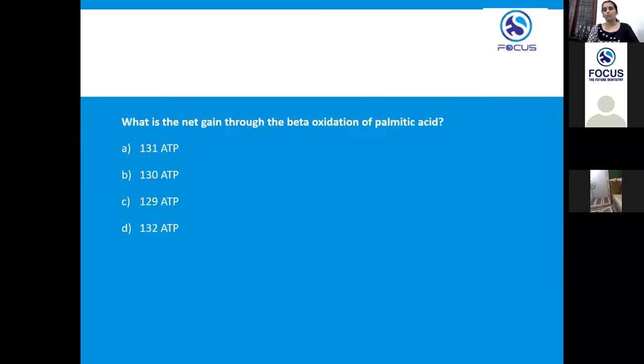What is the net gain through the beta oxidation of palmitic acid? It is 129 ATPs, option C.